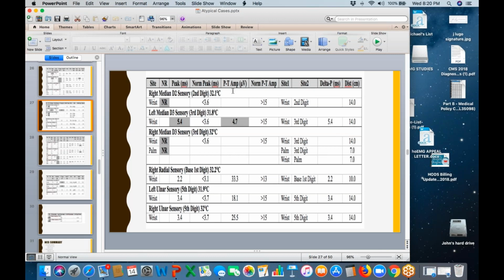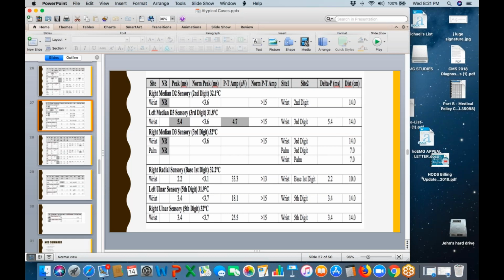Why did you choose to do D2 on the right and D3 on the right, and then just D3 on the left? Usually I like to do D3 first. I find it just easier for me to do D3. So I had done D3 on the right first and got nothing. So I wanted to see if there was any potential that I would get it on the index finger, and it was the same thing. I got no response on the index finger on the right.